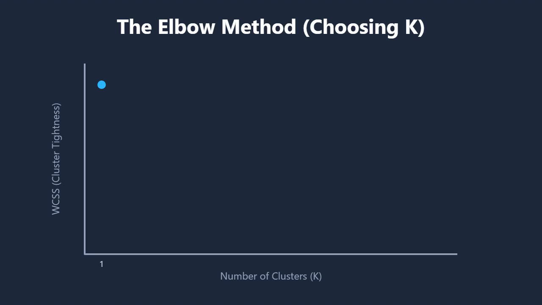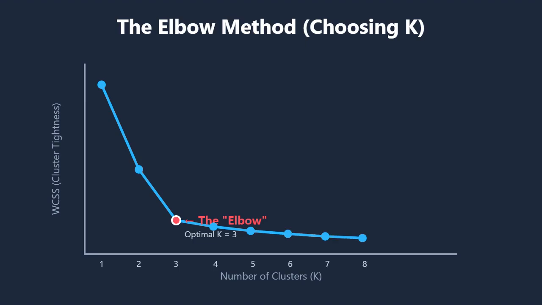There is one last massive question we must answer. How do we know what number to choose for K? If we have no labels, how do we know if we should ask for 3 clusters, 5 clusters, or 10 clusters? We use a technique called the elbow method. Here is how it works. We run the entire k-means algorithm multiple times, starting with K equal to 1, then K equal to 2, then K equal to 3, all the way up to K equal to 10.